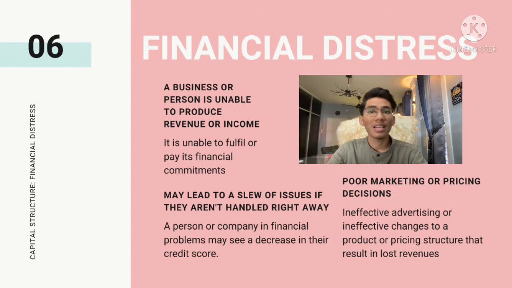To avoid things getting worse, it's critical to deal with financial distress as soon as it arises. Financial distress may lead to a slew of issues if it isn't handled right away. For example, a person or a company in financial problems may see a decrease in their credit score. As a result, lenders would charge them a higher interest rate, making it more difficult for them to borrow more cash to help them get through a period of reduced income or revenue.